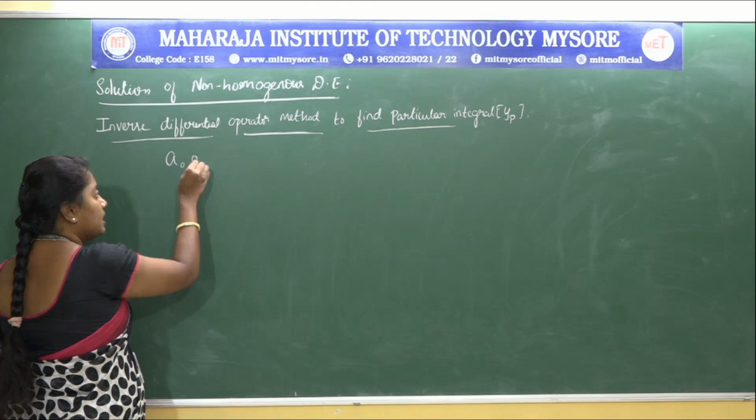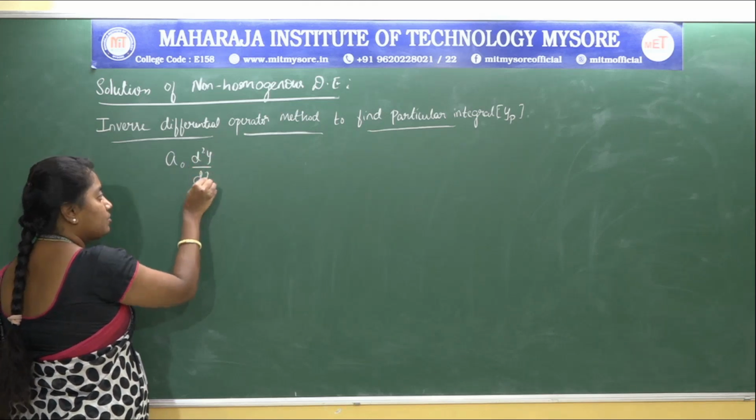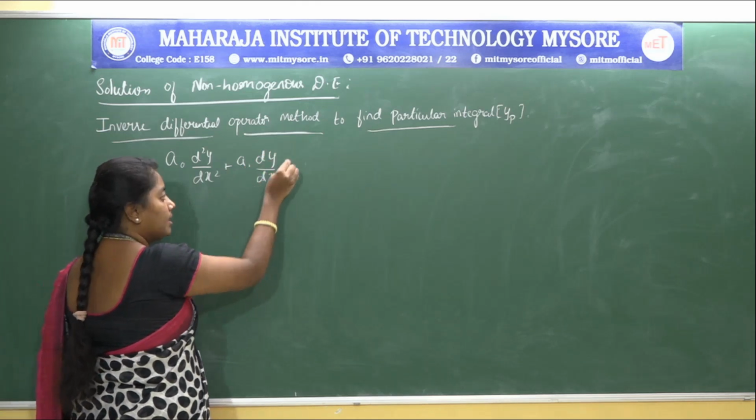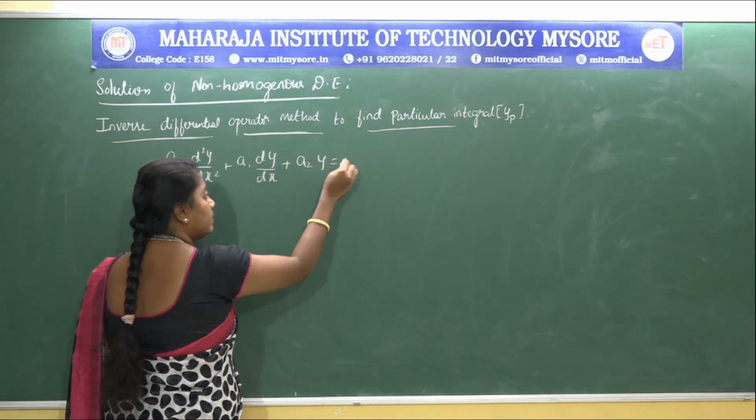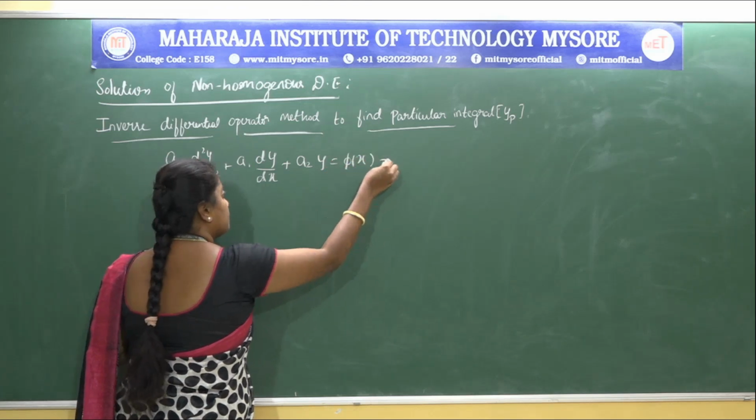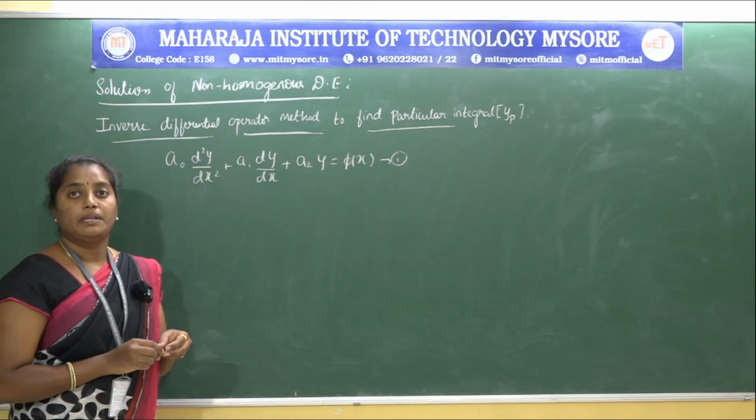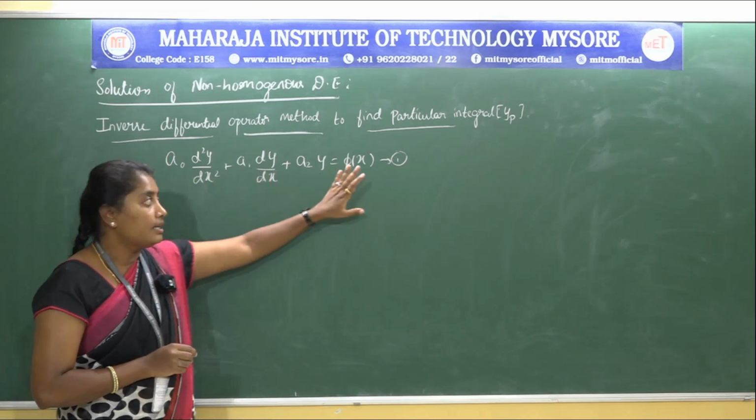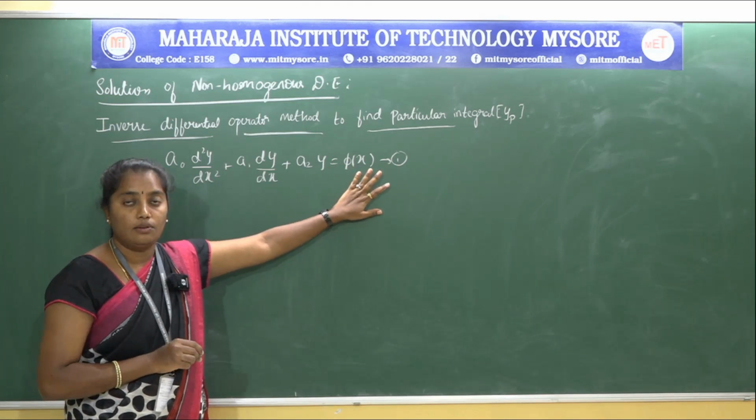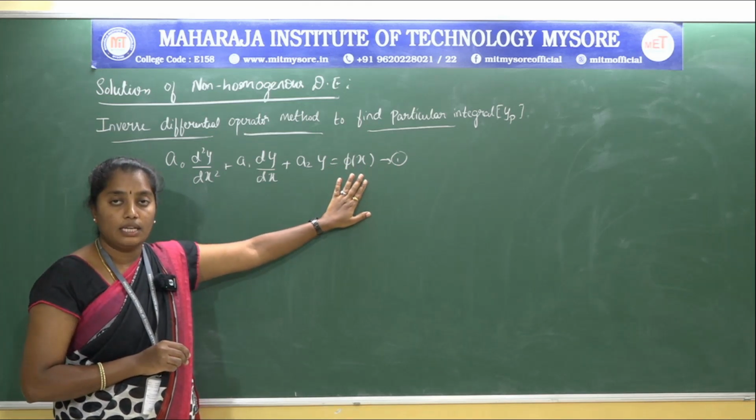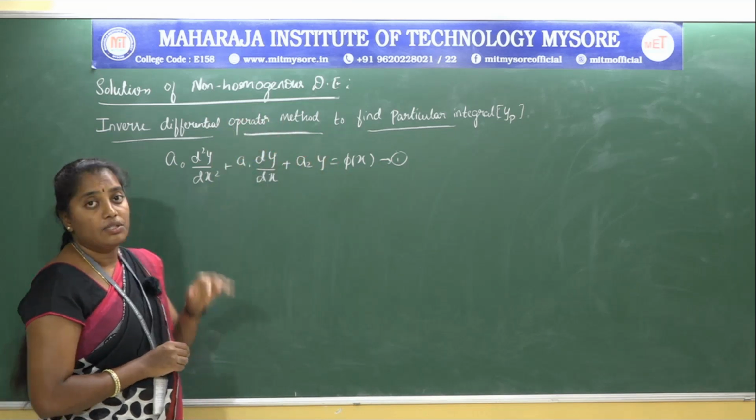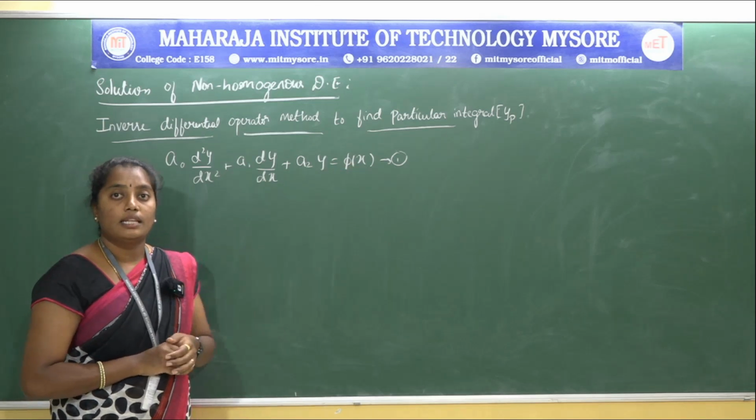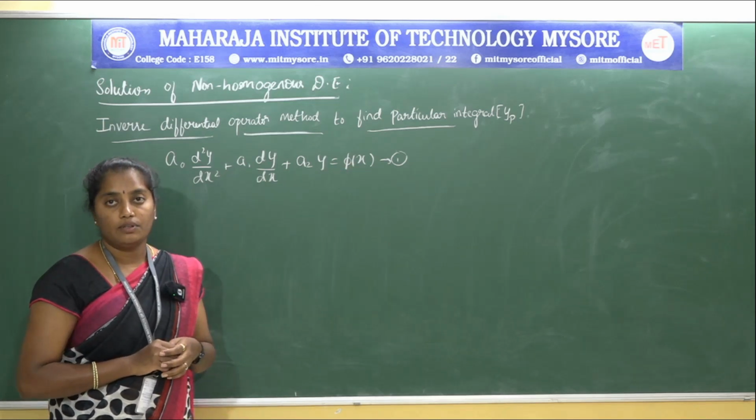So let us consider a general differential equation of second order to explain: a naught d squared y by dx squared plus a1 dy by dx plus a2 y is equal to phi of x. As I already explained in the previous class, if phi of x is equal to 0 in the given differential equation, then the equation is called a homogeneous differential equation. If it is not equal to 0, then the equation is called a non-homogeneous differential equation.